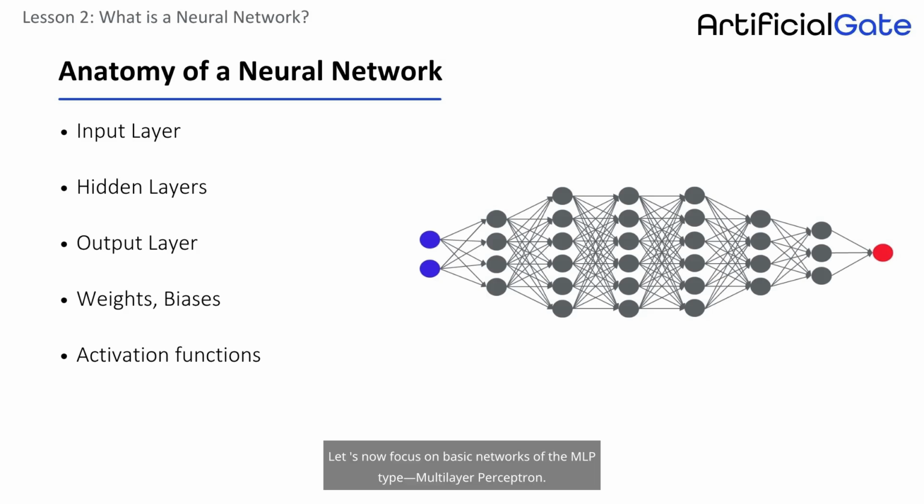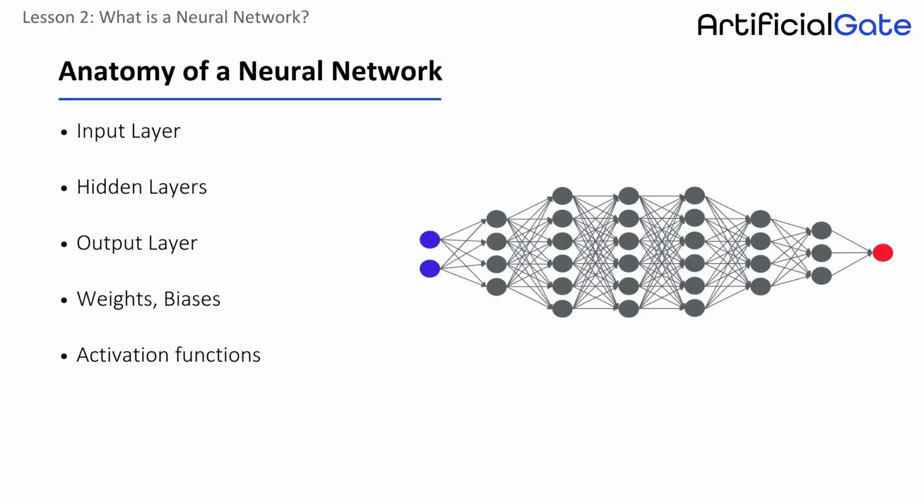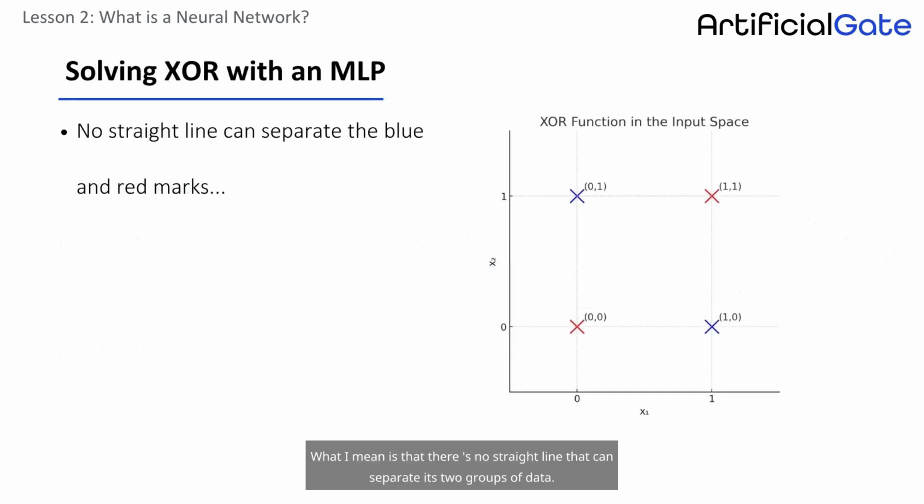Let's now focus on basic networks of the MLP type, multilayer perceptron. These are networks where every neuron is connected to all the neurons in the next layer, which is why the layer is called fully connected. Our first example will be a classification problem. A problem where the prediction is discrete. Let's look at the XOR function. A simple function, but not linear. What I mean is that there's no straight line that can separate its two groups of data.